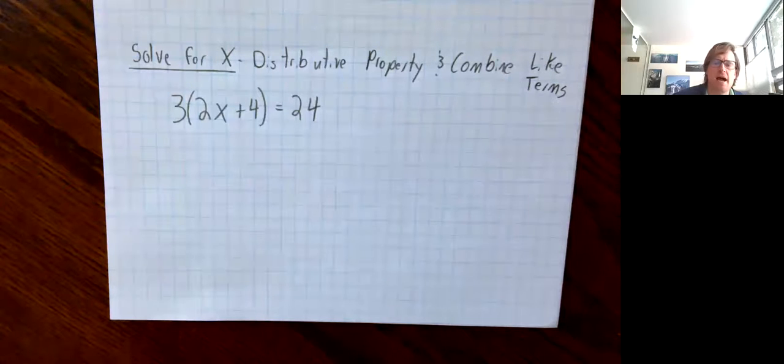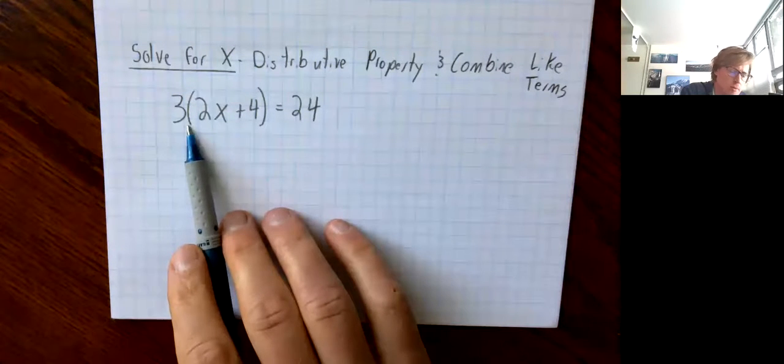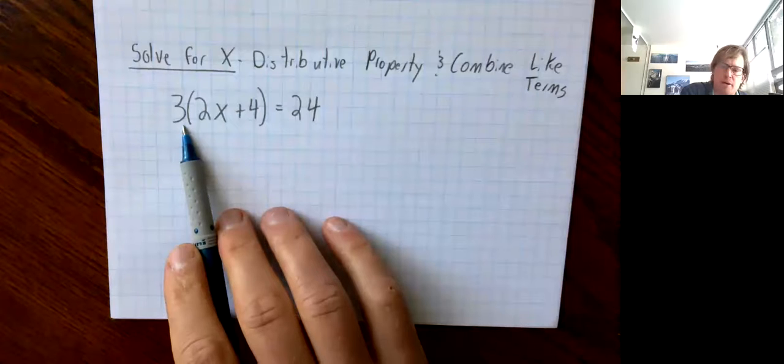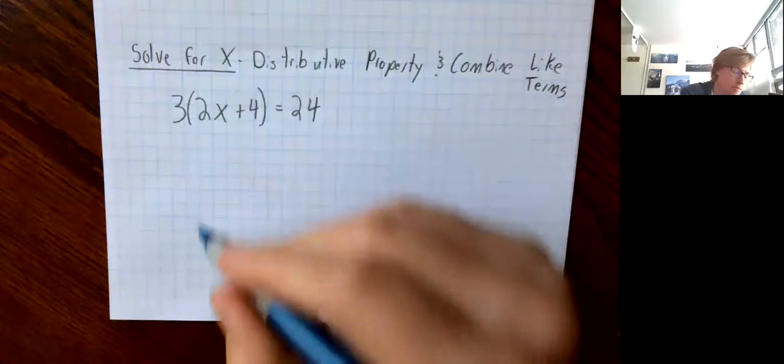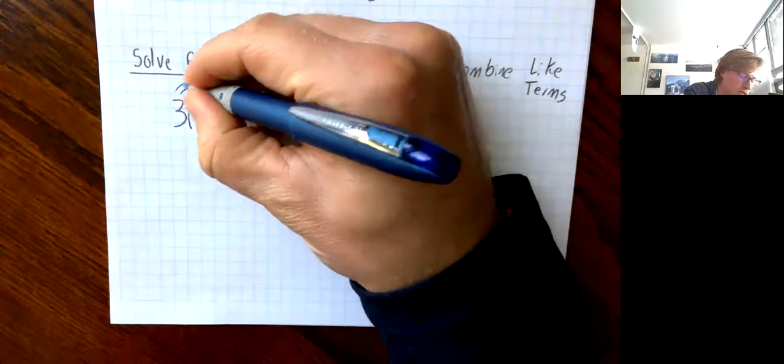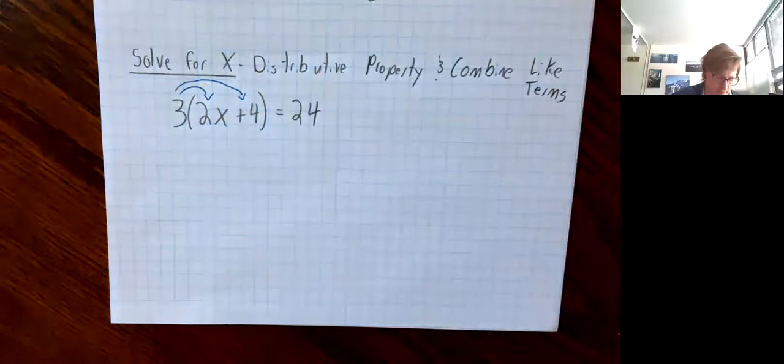Okay, we've done this in the past where if you come across a problem and you see that you've got to distribute something outside the parentheses, you have to do that step first. So whenever you see distributive property, that's going to be your first step to these problems.